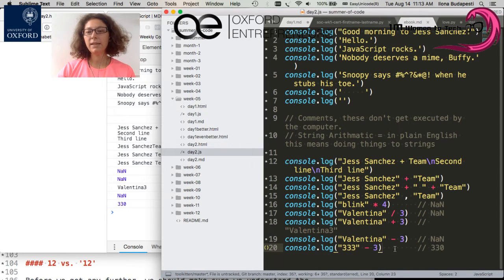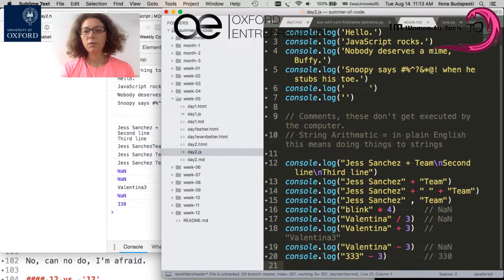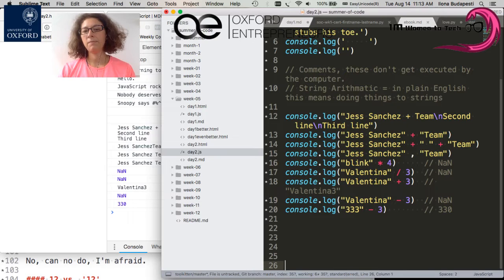Now, this last one is completely illegal in Python, to be honest. You would have to, does anybody remember what you have to do? You have to convert them into the same type. And yesterday we talked about what the primitive data types were. Numbers and strings are primitive data types. So in order for this to work in Python, you would need to turn this into an integer. So quotation 333 would turn into an integer 333. And then you could subtract.